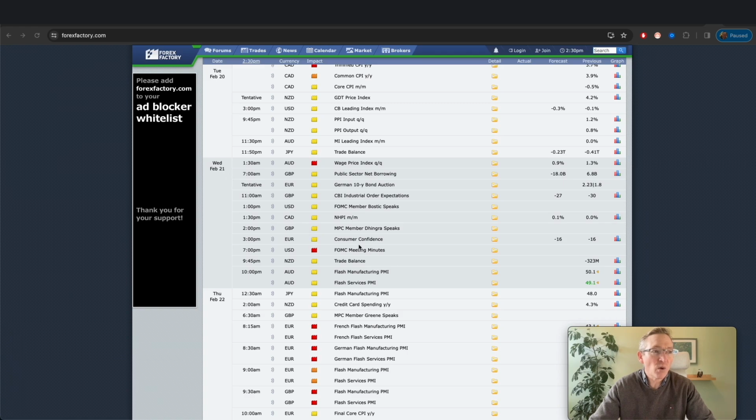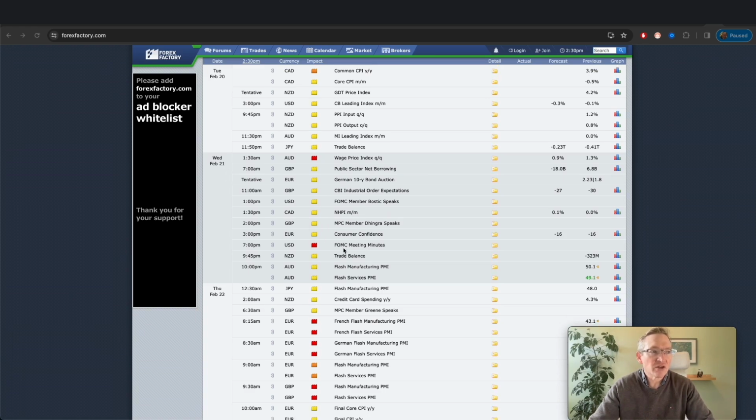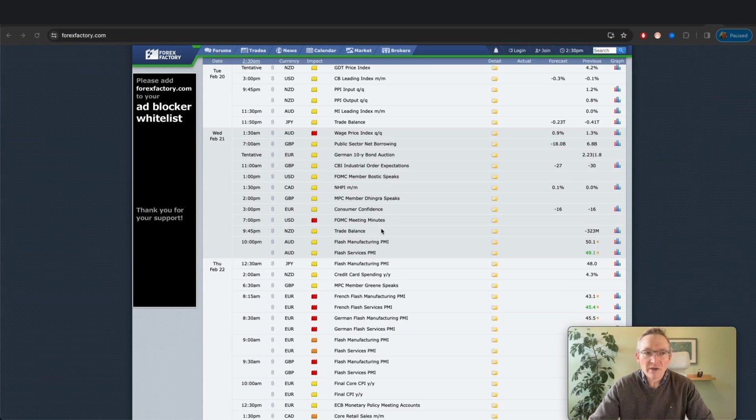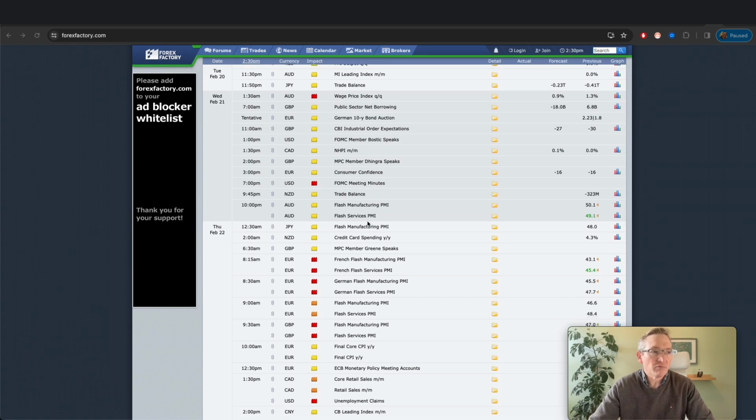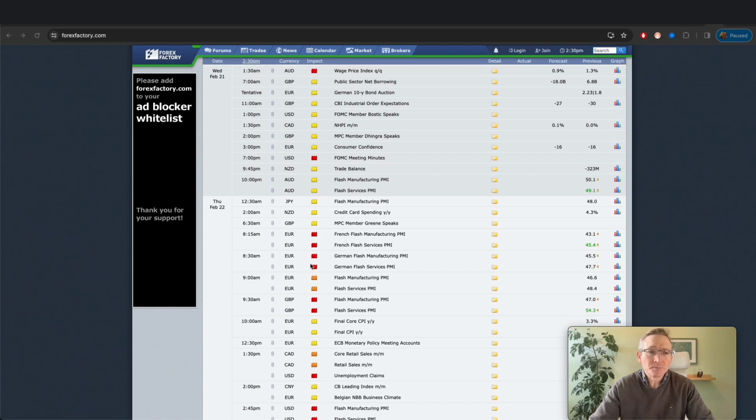FOMC meeting minutes on Wednesday, they're pretty dry and dull now. We've had quite a lot of action since the FOMC meeting with the really strong jobs. We had a hot CPI, hot PPI, and those meeting minutes will be pretty stale by now. However, on Thursday, the French, German, Eurozone PMIs. Now, there's a special technique for looking at these PMIs. You don't want to wait around for the Eurozone data. The markets start moving off the French data.